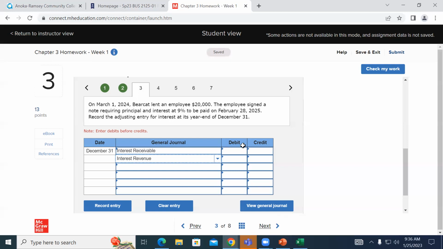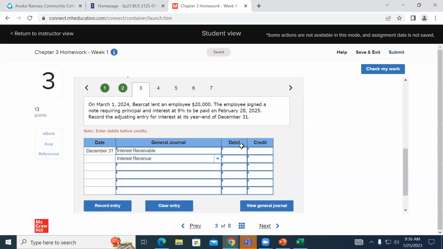Anybody have a number yet? Anybody? 1,500. How much? 1,500. So tell me how you figured that out. I did the 20,000 times the 9% and then divided it by 12. And then I figured the 10 months. Between 10 or 9? Yep, 10. Sorry, 10 months. And so I did 150 times 10 and got 1,500.